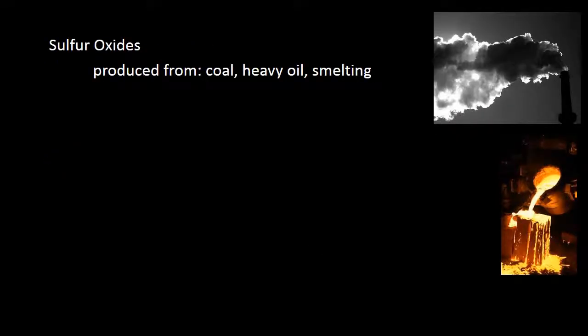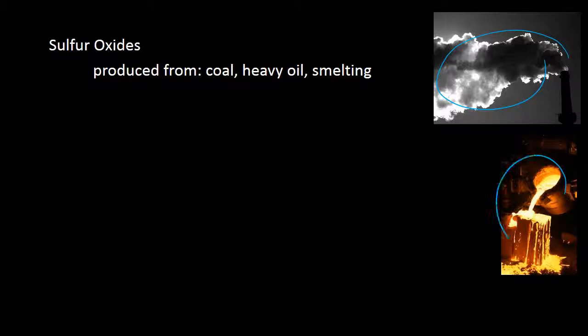So looking more specifically at sulfur oxides. Sulfur oxides can be produced from coal, heavy oil, which is not what you would put in your car but more the kerosene type of oil, and smelting. When you burn coal, you get that characteristic smoke out of the smokestack. Now, most days there are things put into place so that the smokestack emits only steam and not particulates, which we'll talk about later.